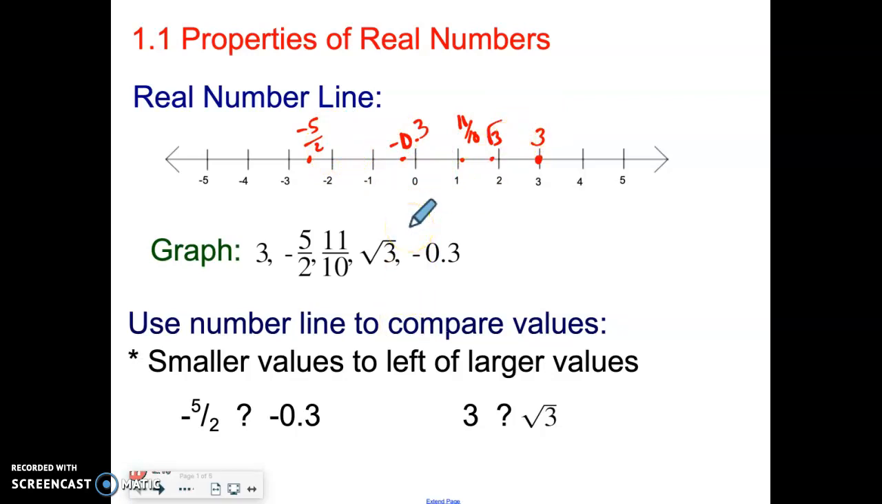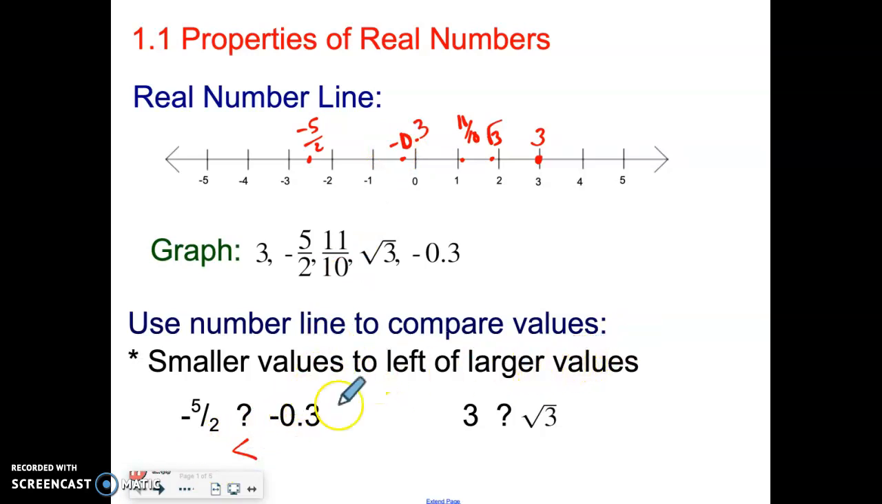So now it says use the number line to help compare values, and I just said that I can order them from smallest to largest or largest to smallest by using that number line. And now that I've got those, I can compare these two numbers, so which one is larger, smaller, etc. I can use different symbols. So here, -5/2 compared to -0.3. Looking at the number line, -5/2 is more to the left, which means it's smaller than. So I would want to go ahead and use the less than symbol here.